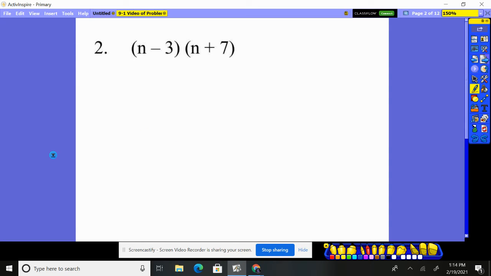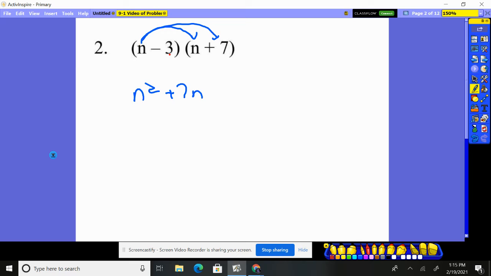Number 2, we are going to multiply. Again, the n is going to get distributed through to each of the pieces. N times n is n squared. That's a squared. Board is slowing up, messing me up. N times the 7 is plus 7n.